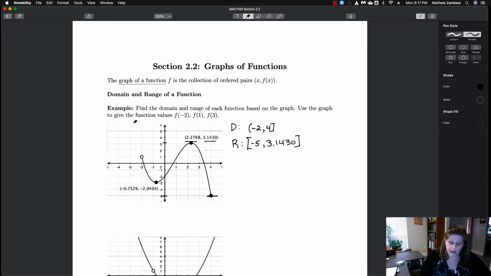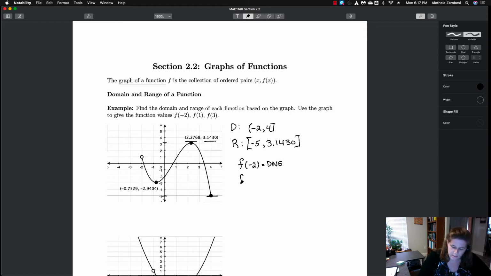Now, if we want to find the function value f of -2, what it's asking us for is what y value comes out if we put in -2. At -2, you see that we have this open circle here, and we don't have another closed circle on this line. So really at -2, the function does not exist. I'm using DNE for does not exist.